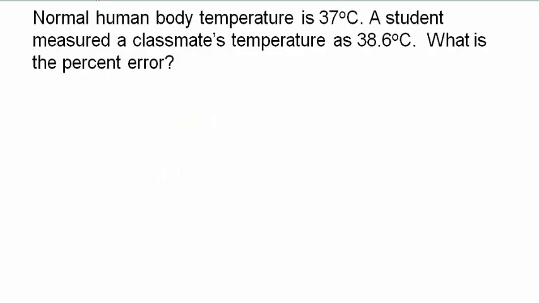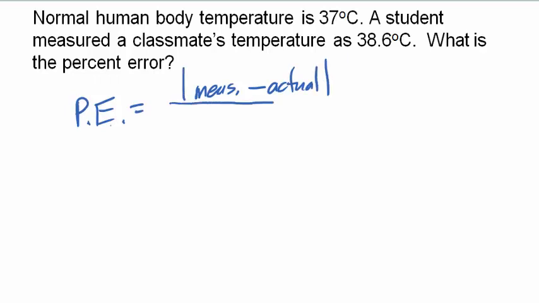In number 7, it says normal human body temperature is 37 degrees Celsius. A student measured a classmate's temperature as 38.6 degrees Celsius. What is the percent error? So the equation for this is percent error equals measured minus actual, and you take the absolute value of that, right? Turn negatives into positives, and divide by actual, and multiply by 100%. So all we're doing is plugging this into this equation.